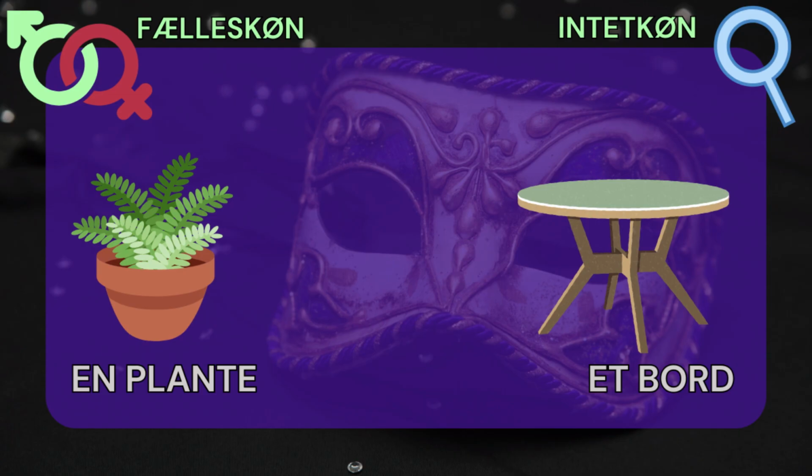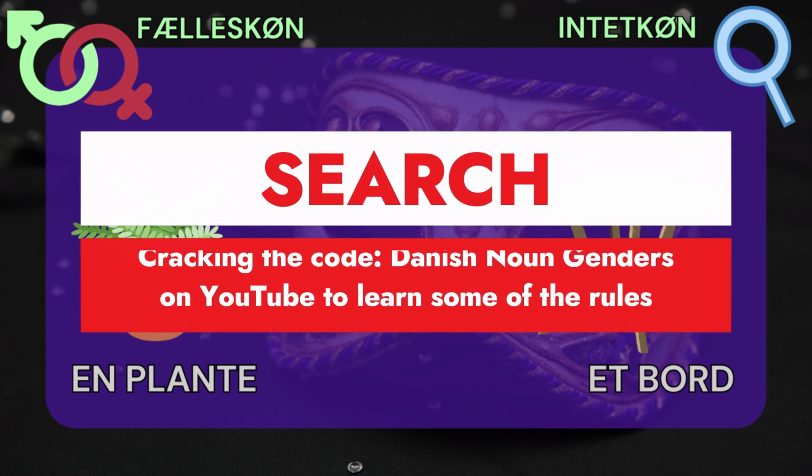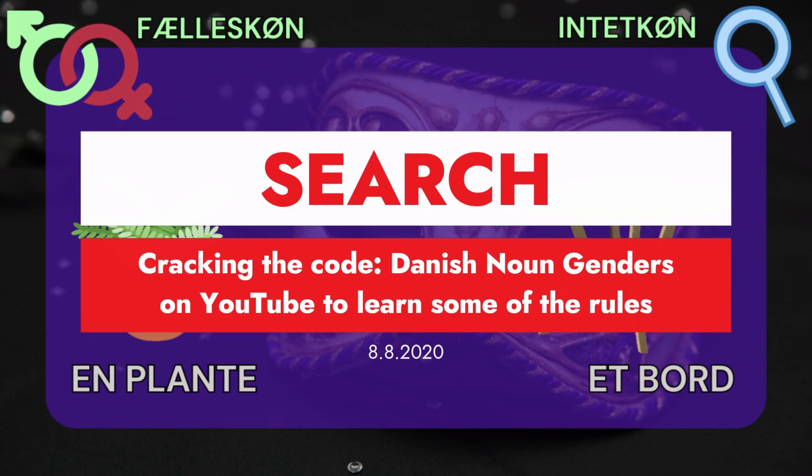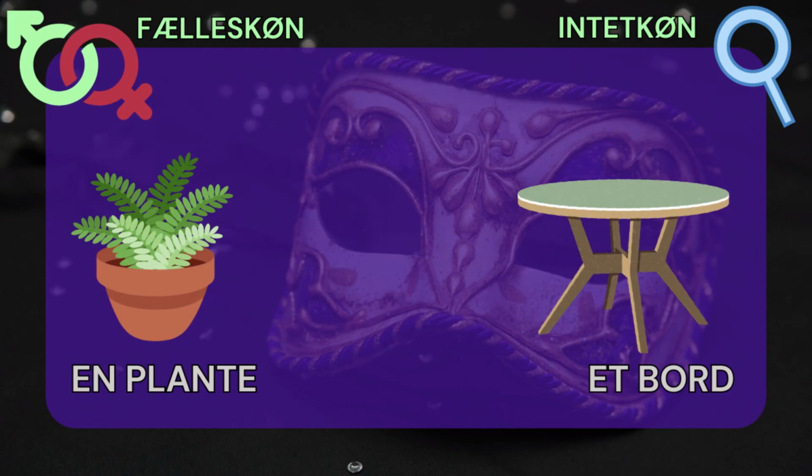So, there have been some attempts to distinguish between when to use en and et, but in reality, there aren't exactly any rules. This is a learning-as-you-go kind of thing. So, as you can see, we have en plante, et bord. En plante, et bord.